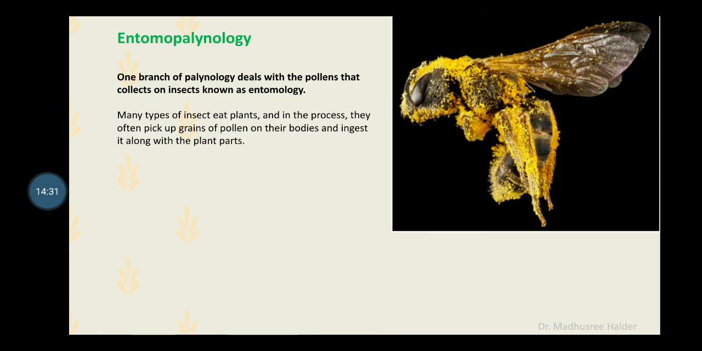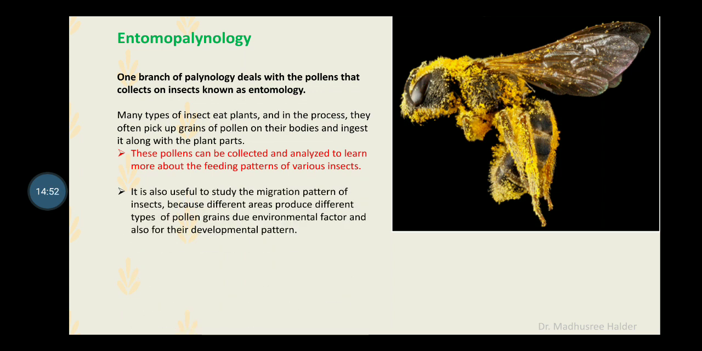And many types of insects eat plants. In this process, they often pick up grains or pollens on their bodies and ingest them along with the plant parts. These pollens can be collected and analyzed to learn more about the feeding pattern of various insects, and it is also helpful to study the migration pattern of insects, because different areas produce different types of pollen grains due to environmental factors and also for their developmental patterns.